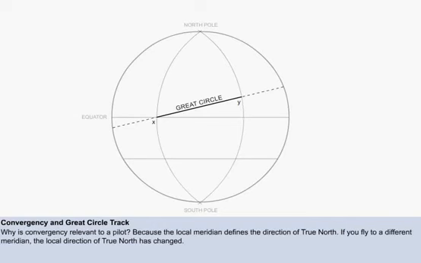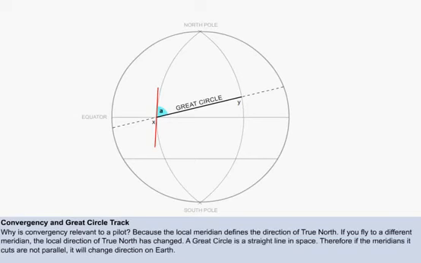Look at the situation on the diagram. An aircraft leaves position X, where the track angle, measured with respect to the local meridian, is as shown in blue. It flies across to position Y using the Great Circle track. Its track with respect to space has not changed. A great circle is a straight line in space. However, its track angle with respect to local north has changed because the two meridians are not parallel to each other.